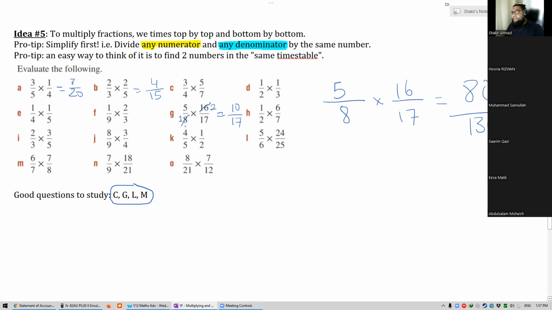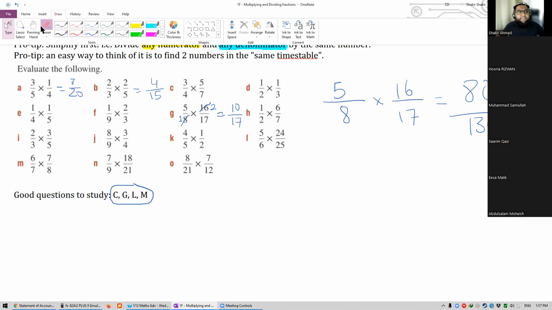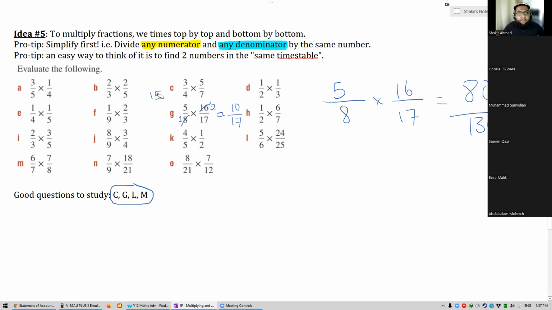But what if no numbers can be simplified? Well, if no numbers can be simplified, then you just proceed as per normal, top by top, bottom by bottom. For example, if you look at B over here, 2 and 3 are not in the same times table. 2 and 5 not in the same times table. 2 and 5 not in the same times table. 2 and 3 not in the same times table. So we just multiply top by top, bottom by bottom, and that's your answer.